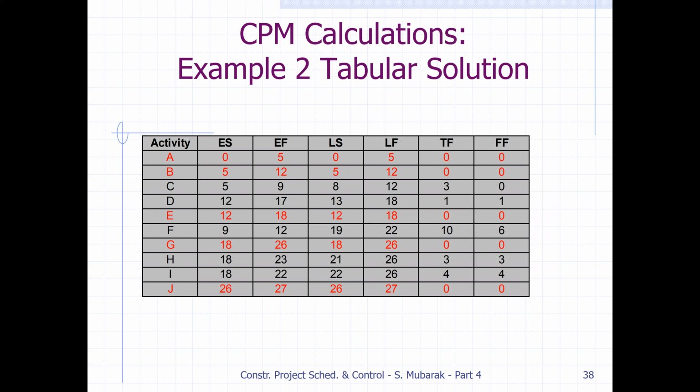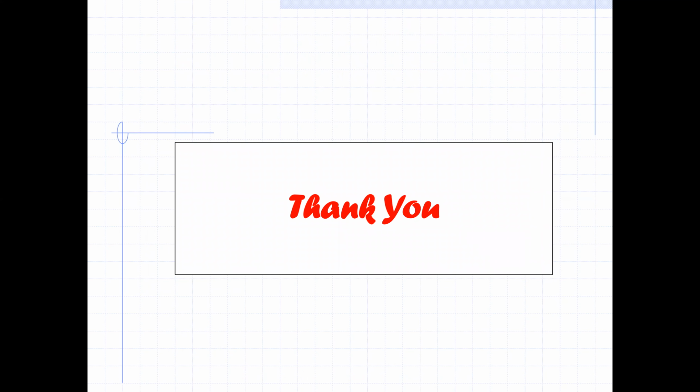Total float gives us the time that we can delay for a number of days without delaying the project duration. Free float gives us the time that we can delay that activity without affecting the starting time of the successor activity. If the free float is 0, it means we cannot delay that activity if we want to start the successor activity on time. With this we have covered the critical path method.